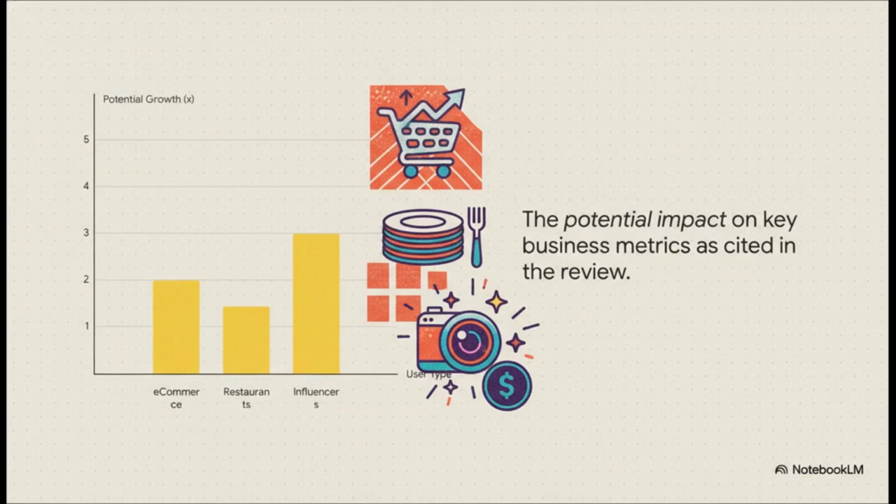And this is where my jaw kind of dropped. It puts some serious numbers out there. For e-commerce, it claims the right images can almost double your conversion rate. For restaurants, a potential sales jump of up to 44%. And for influencers, it suggests that pro-level visuals could triple your sponsorship deals. I mean, wow, those are some bold figures.